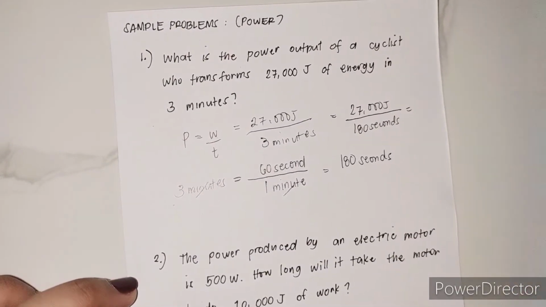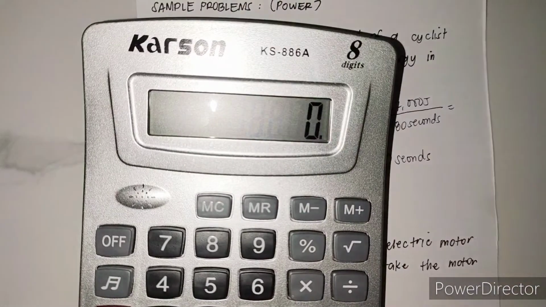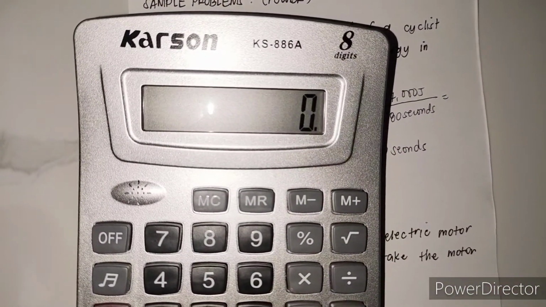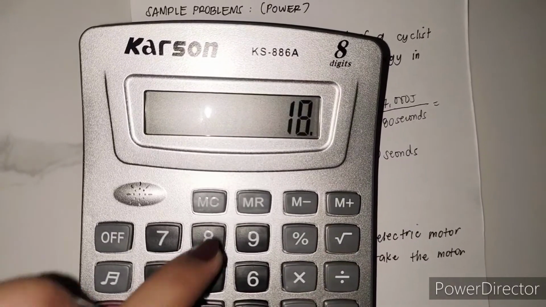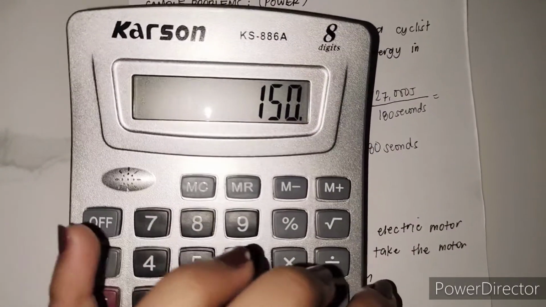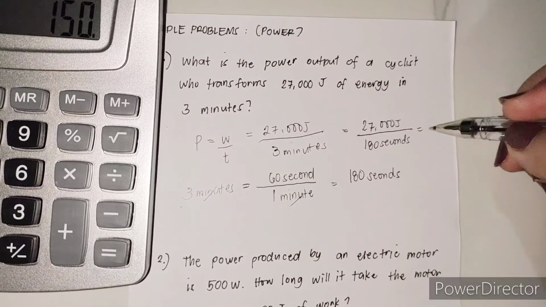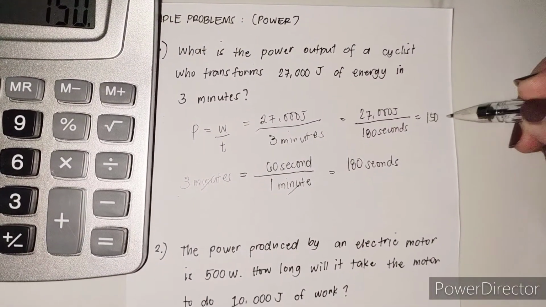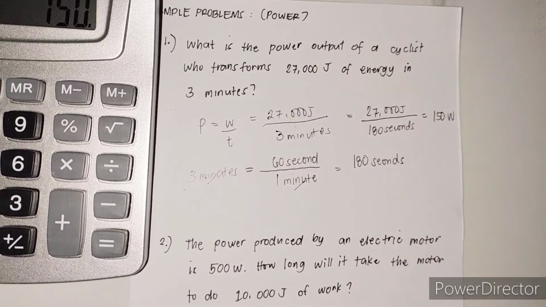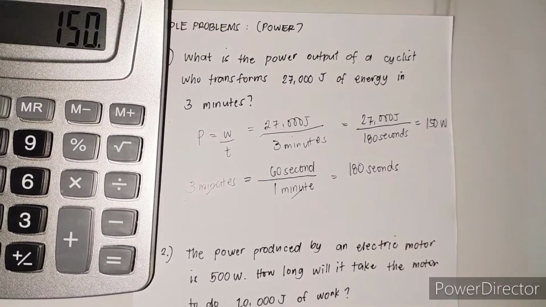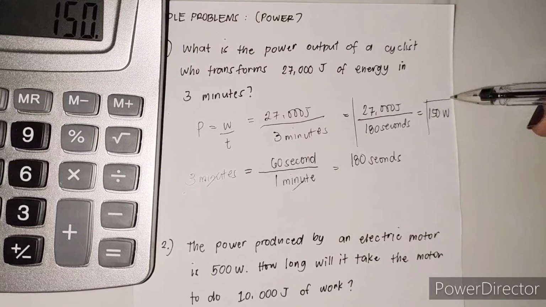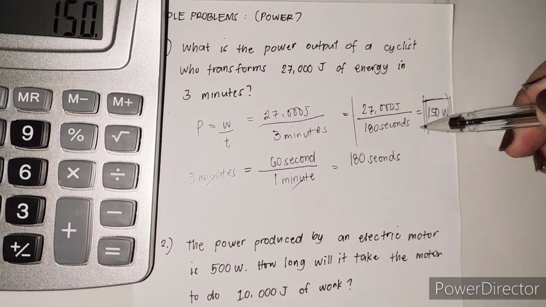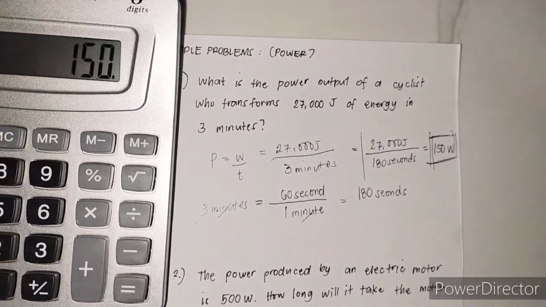Ang sagot na hinahanap natin ay, using our calculator, we have 27,000 divided by 180, it is equal to 150. Anong units natin? 150 watts. Kasi ang hinahanap natin ay ang power. So this is our final answer. 150 watts. Clear tayo doon?